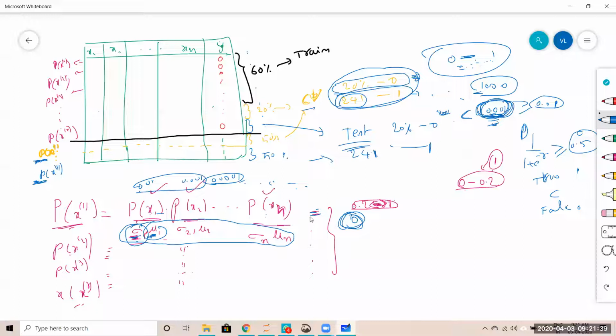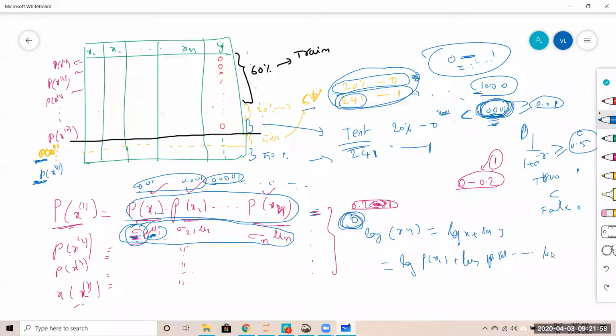To avoid that problem, what we will do is apply a log transformation. When you apply log transformation, what happens? Log xy is equal to log x plus log y, right? So it becomes log of probability x1 plus log of probability x2 plus and so on, log of probability xn. Each time you calculate a probability, you put it into the logarithmic function and then sum it up so that you get some usable value there.